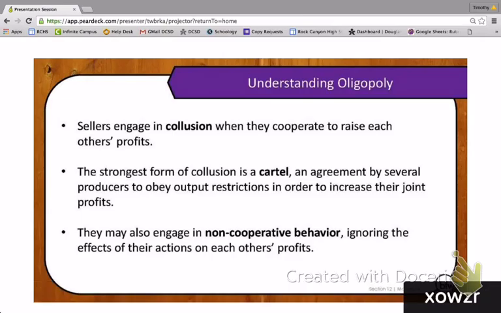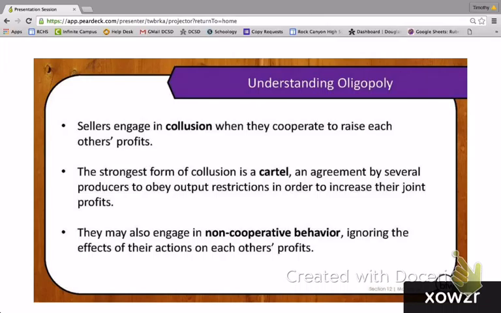Well, sellers might choose to engage in collusion when they cooperate to raise each other's profits. Now, the strongest form of collusion is what we call a cartel. It's a formal agreement by several producers to obey output restrictions in order to increase their joint profits. But instead of colluding or joining a cartel, they could also choose to engage in non-cooperative behavior, and they could ignore the effects of their actions on each other's profits.